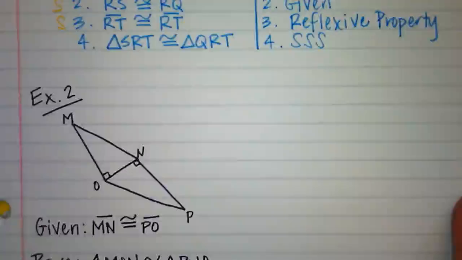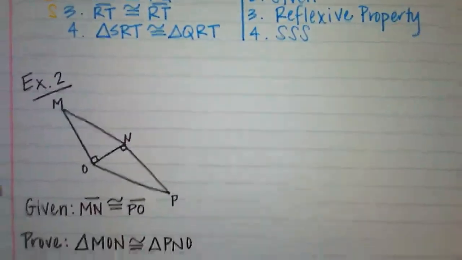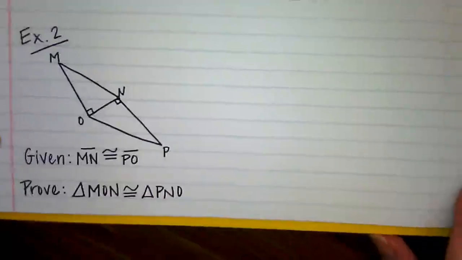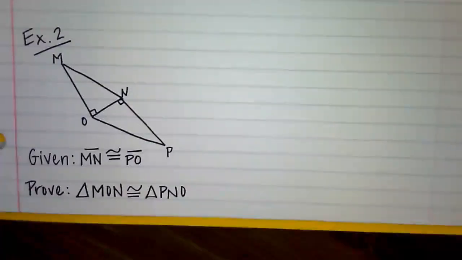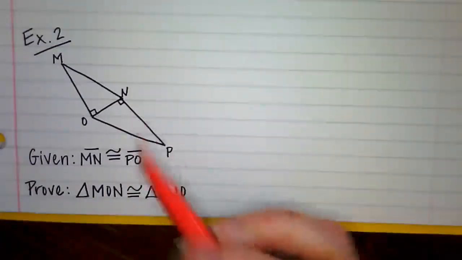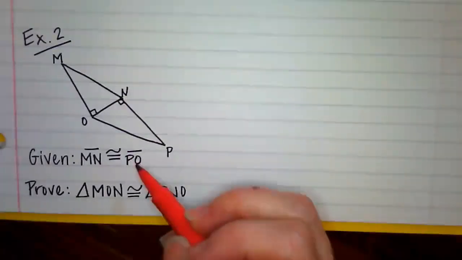All right, I have example 2 drawn out here as well, and again, if you'll just pause the video so that you can get it written out. For this example, we are given that MN is congruent to PO. So I'm going to mark that on the triangle.